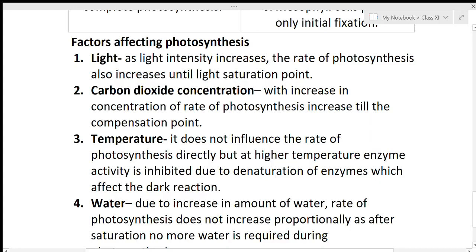Number 3 is temperature. It does not influence the rate of photosynthesis directly, but at high temperature enzyme activity is inhibited due to denaturation of enzymes which affect the dark reaction. So what happens in the temperature? Temperature directly does not influence the rate of photosynthesis. But what happens? This temperature is affecting the enzyme activity. If more temperature will be there, then the denaturation of enzyme will take place and which will affect the dark reaction. Enzyme denaturation will happen at higher temperature and because of that the dark reaction will be affected.